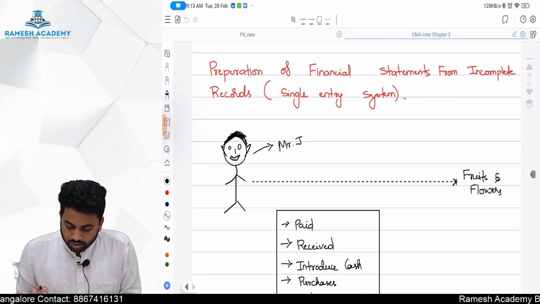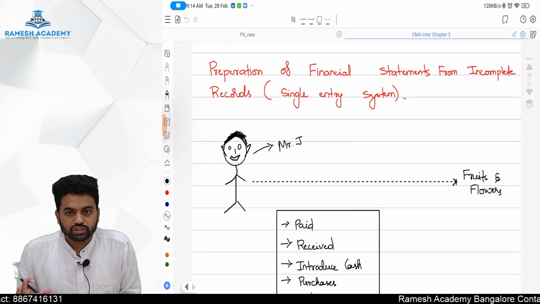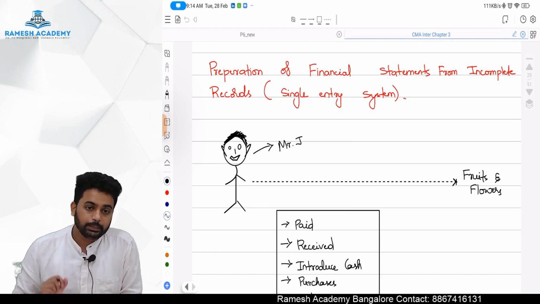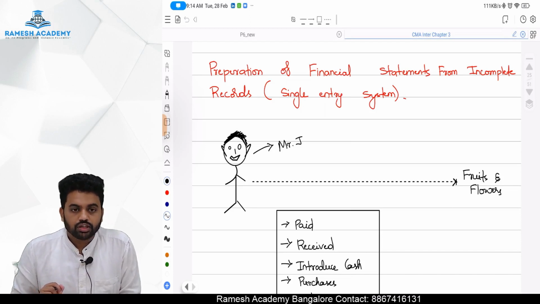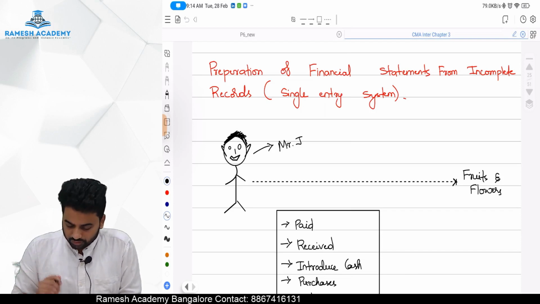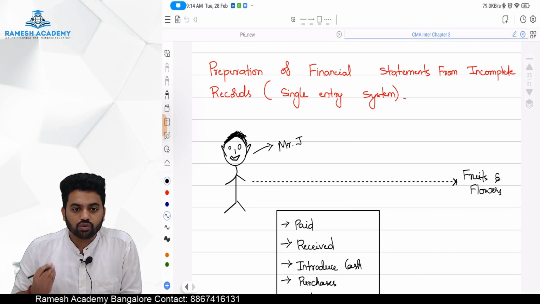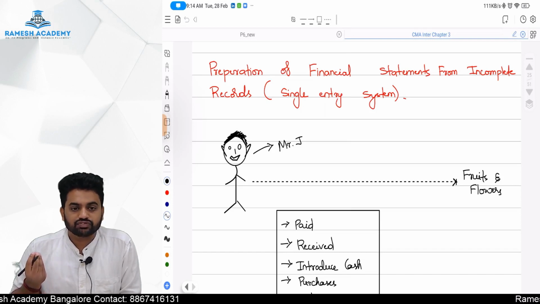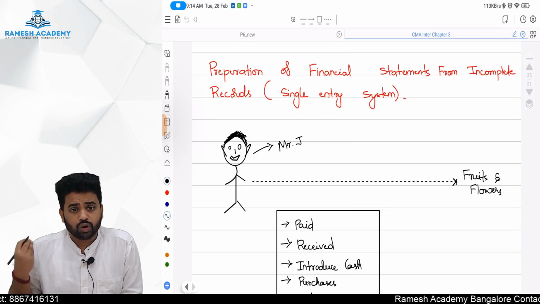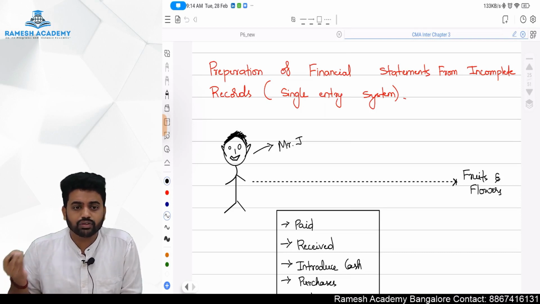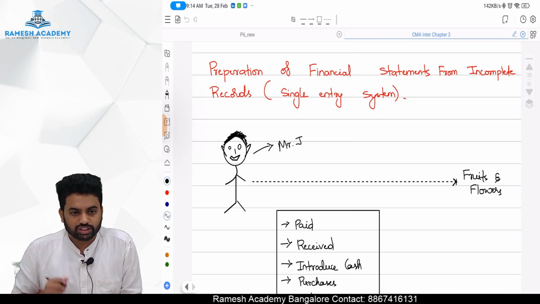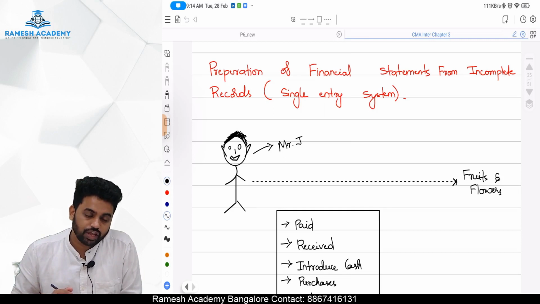Now we are going to discuss preparation of financial statements from incomplete records. Let us assume there is one person, Mr. J. He is into the business of selling fruits and flowers. Basically, he doesn't know how to do accounting. Let us assume he is from a science background or some other background where he does not know what is debit and what is credit. He can't keep an accountant, because he is only earning so much.